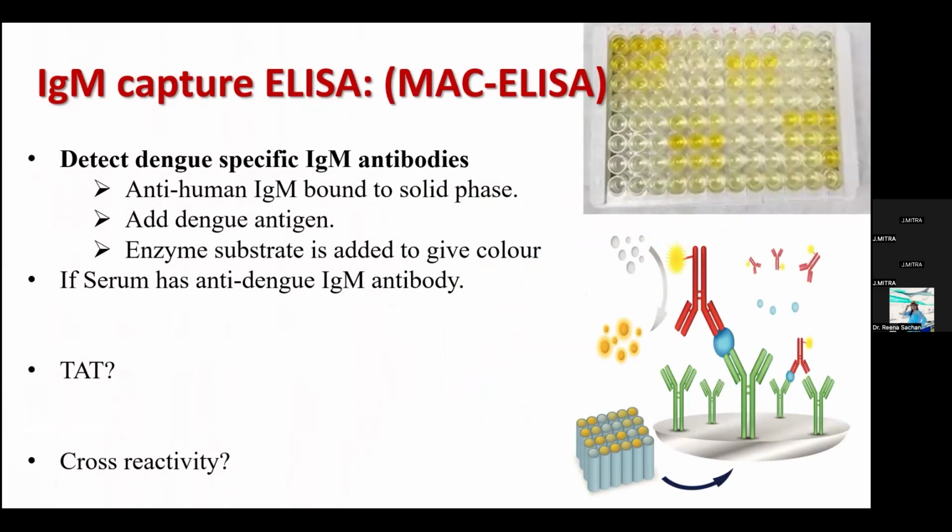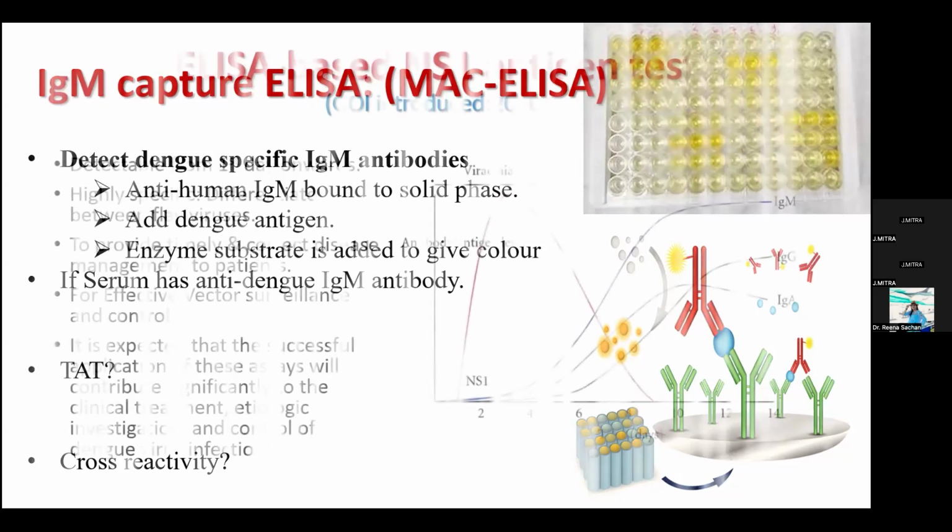The upper part is showing the ELISA titer plate, where we can detect the dengue specific IgM antibodies. Basically, how it works is that the bottom of the solid phase of this well is coated with anti-human IgM bound to the solid phase, in which dengue antigen is added, and then the serum of the patient is added, and after that the enzyme substrate is added to give it color. Wherever there is a slight yellow color, it shows that these are positive for the patient sample. If the serum has anti-dengue IgM antibody, then it is reported as positive. Coming to turnaround time, it varies from kit to kit, but it is approximately 4 to 5 hours, and cross-reactivity is not seen. That is the advantage.